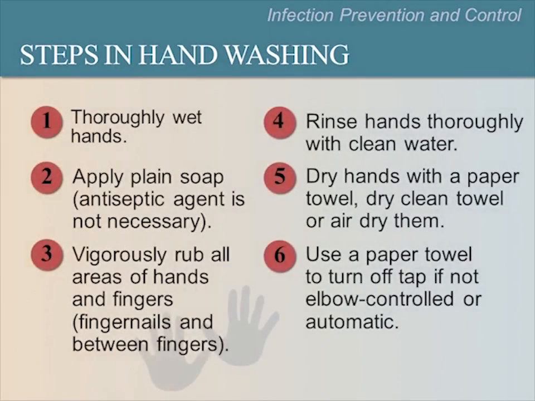The steps in proper hand-washing begin with thoroughly wetting your hands. Next, apply plain soap and vigorously rub all areas of hands and fingers, including fingernails and between the fingers. Rinse hands thoroughly with clean water. Using liquid soap in a dispenser is preferred over bar soap. Then dry hands with a paper towel, a clean dry towel, or air dry them. Use a paper towel to turn off the tap if not elbow-controlled or automatic.